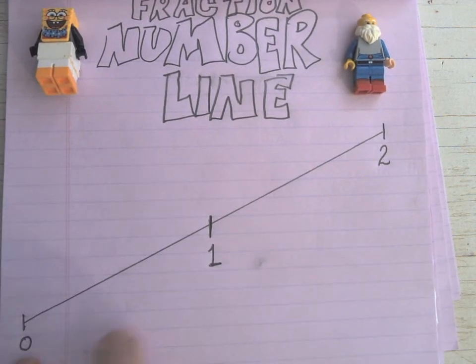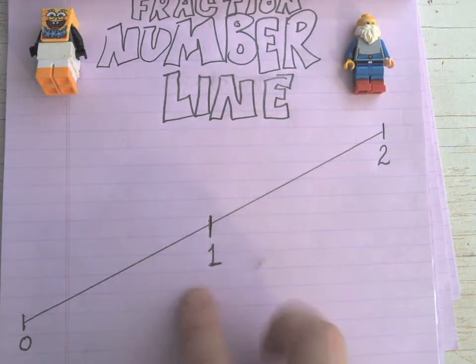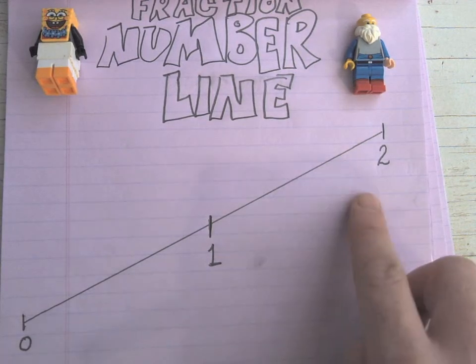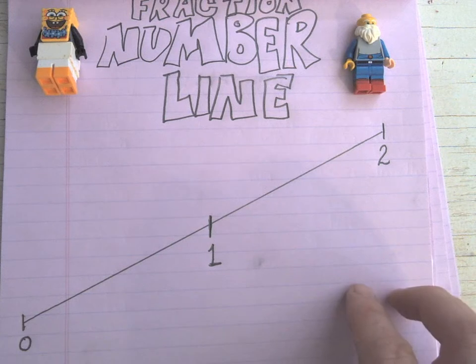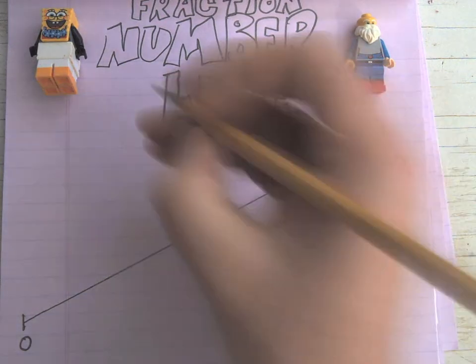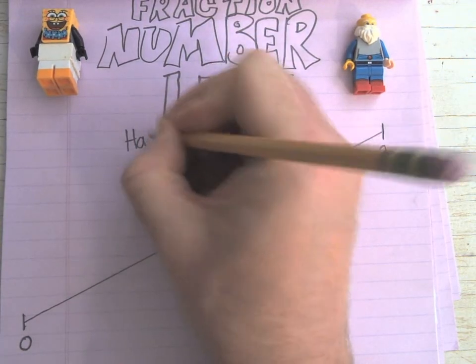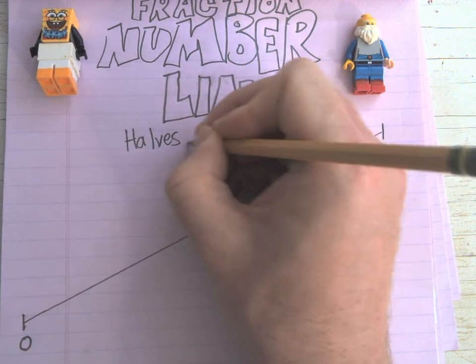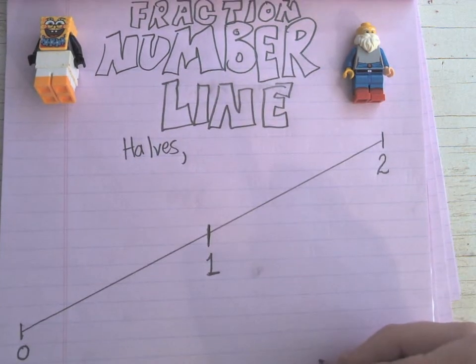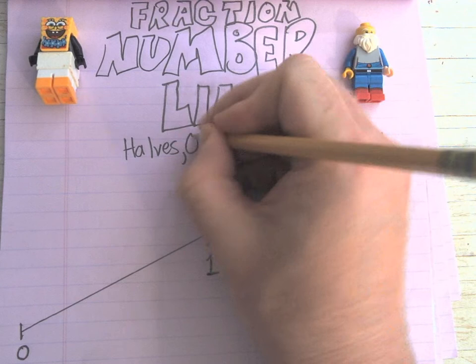So here's a very simple number line. We have the numbers going up. These are considered whole numbers. But I want us to indicate halves on here. And I want us to indicate where quarters are.